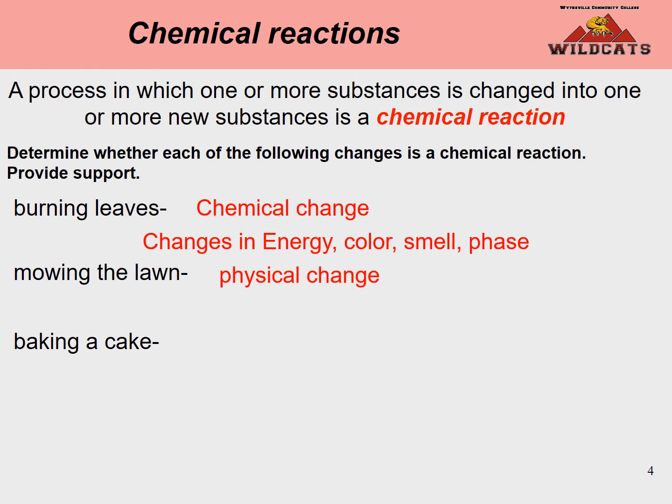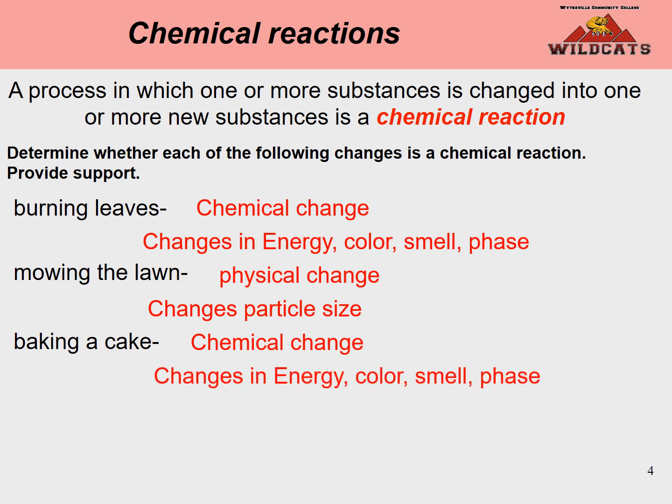Mowing the lawn is just a physical change because all we're doing is changing the particle size. And baking a cake is a chemical change, and how you know that, again, you get changes in energy because you have to add energy instead of energy being released, like with the burning of leaves. Definitely get a color change, especially if you cook it too long, then it'll go from brown to black. You definitely can smell the cake baking in the oven, and you start out with the liquids in the batter, and eventually you end up with a solid.